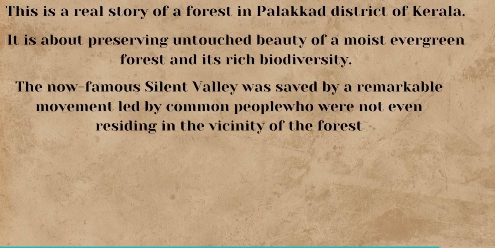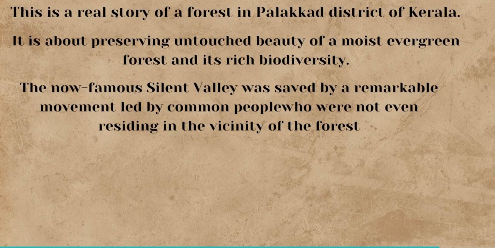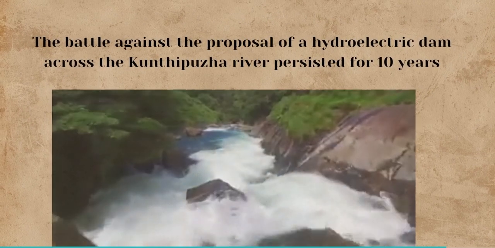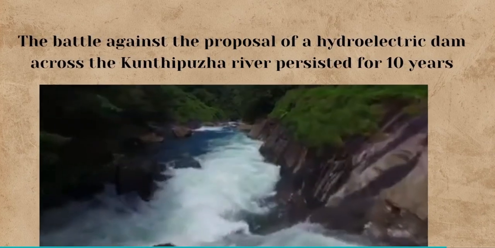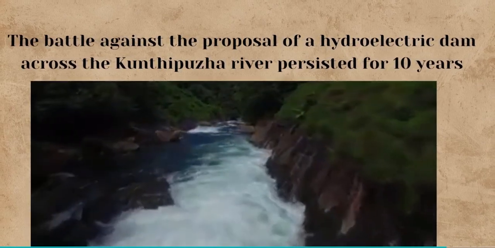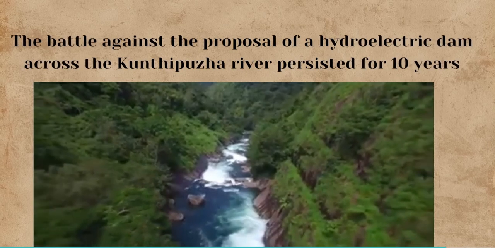The now famous Silent Valley was saved by a remarkable movement led by common people who were not even residing in the vicinity of the forest. The battle against the proposal of a hydroelectric dam across the Kundipura river persisted for 10 years.